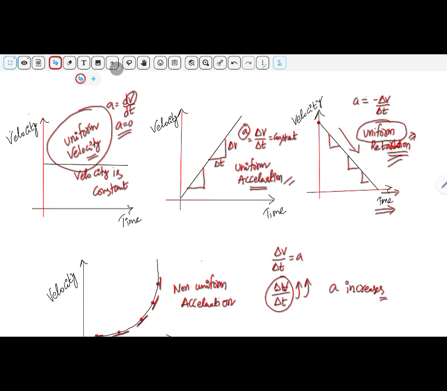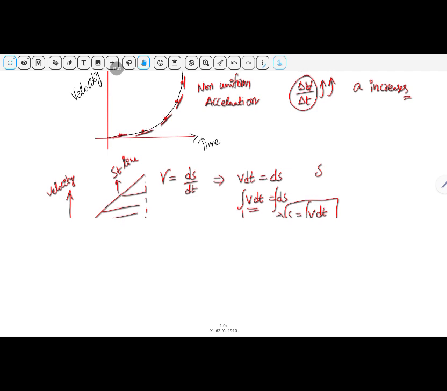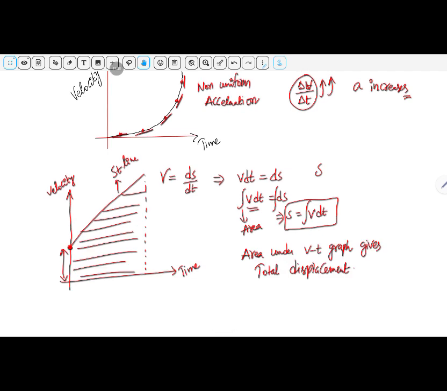If the same velocity versus time graph is a parabola, you can consider that the body is moving with non-uniform acceleration. And one more piece of information: if you find the area under the velocity versus time graph, you will get the total displacement covered by the object.